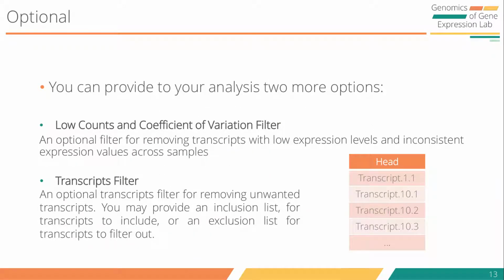Finally, there are 2 more options to create your project. You can use a low counts and coefficient of variation filter for removing transcripts with low expression levels and a transcripts filter for removing unwanted transcripts from a specific list file.